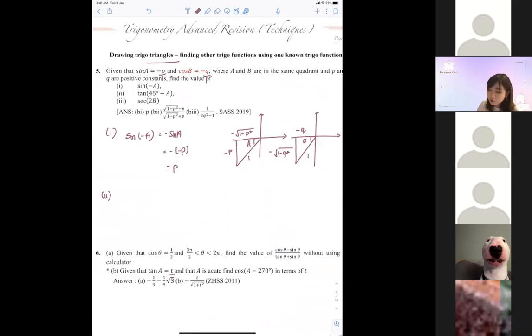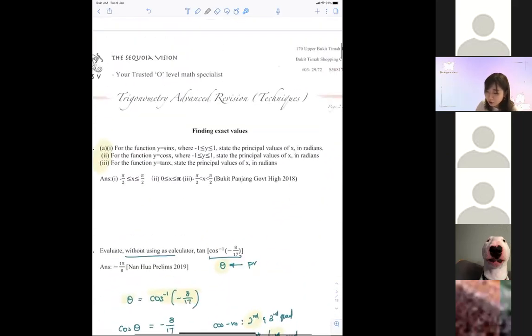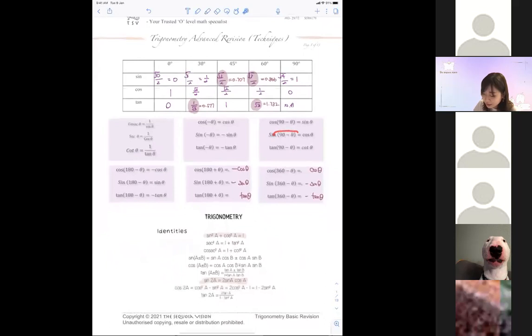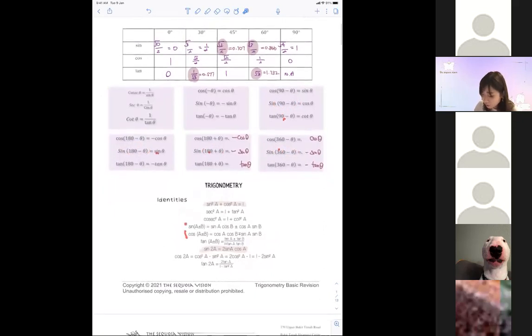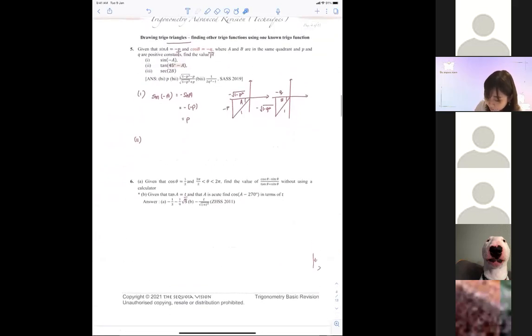If I want tangent of 45 minus A, every time when you see a bracket, you ask yourself, is it your special bracket? Special bracket meaning, is it any of these brackets: 90 minus theta, 180 minus theta, 180 plus theta, 360 minus theta. These are your quadrant brackets, right? If it's neither of these four, then there's no way you can simplify it using fraction. We must use addition formula to expand it. If not, there's no way you can simplify. Okay, so we use addition formula to expand this. This is not a special bracket, so just copy.